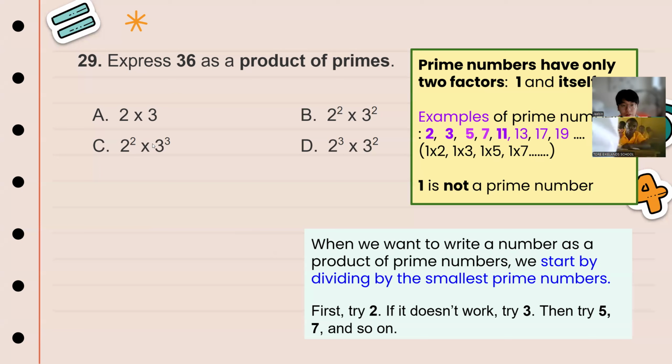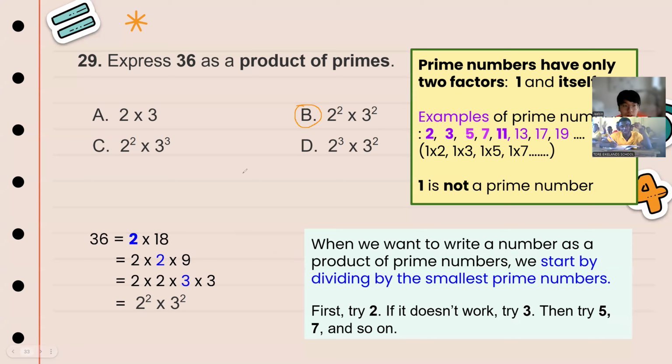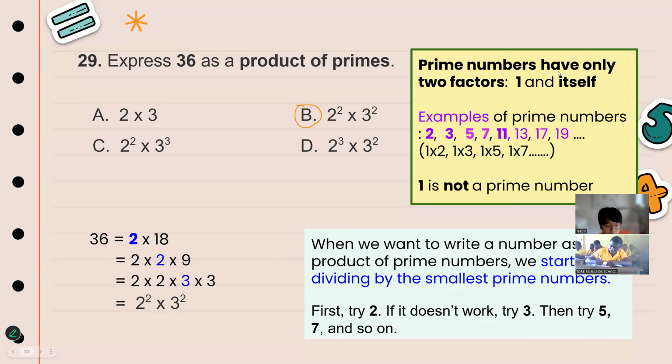B. Kevin, if you said B, then yes, that is correct, because we're looking at prime numbers. Prime numbers only have two factors, one and itself. For example, prime numbers are 2, 3, 5, 7, 11, 13, 17, 19, and so on.